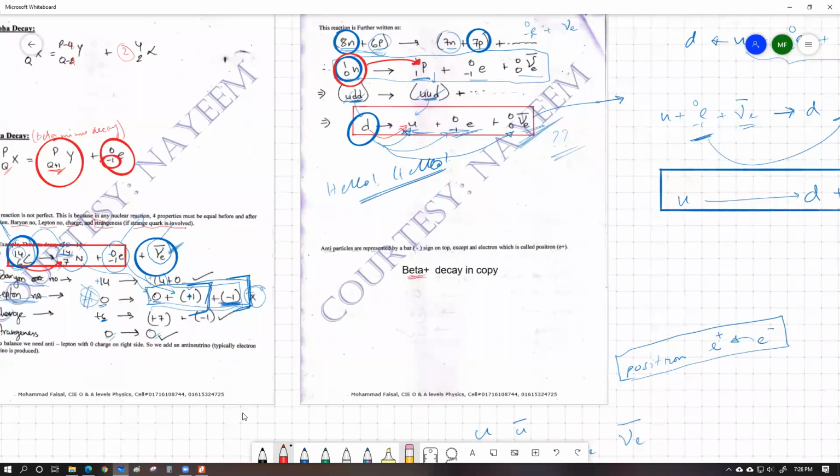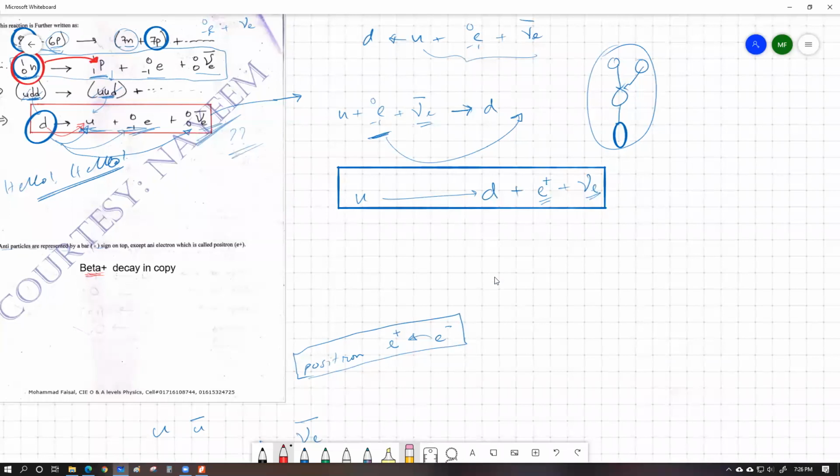So if we have the reverse thing, essentially I can write that this up could be written as up down.